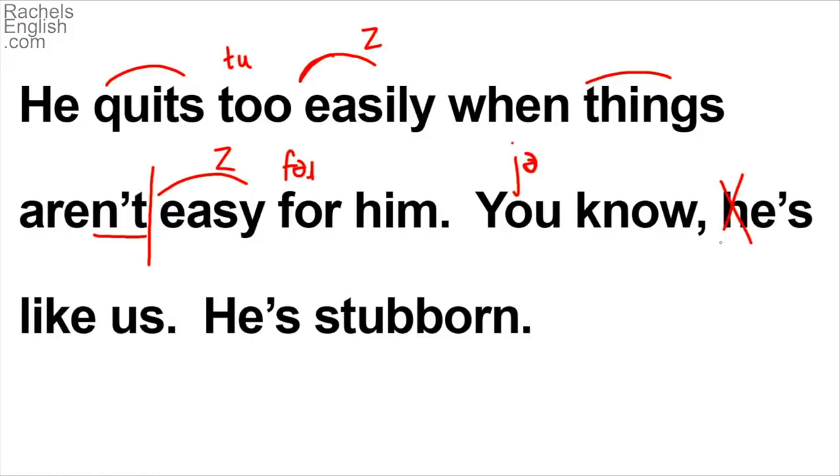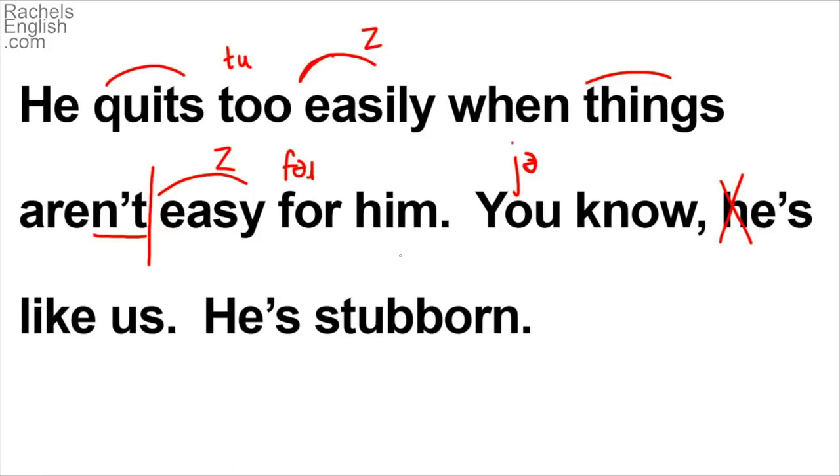Now she's using not very much vocal energy. It's a little bit of a popcorn quality in this phrase. That happens in American English towards the end of a phrase. And she's just said he quits too easily when things aren't easy for him. And now this is sort of a continuation of that, and her vocal energy has really gone down. You know, he's like us, he's stubborn.